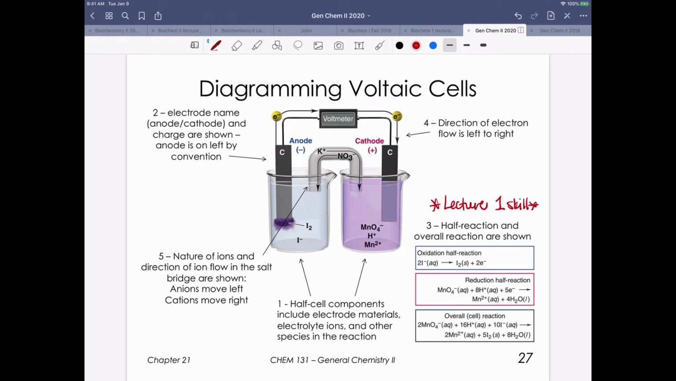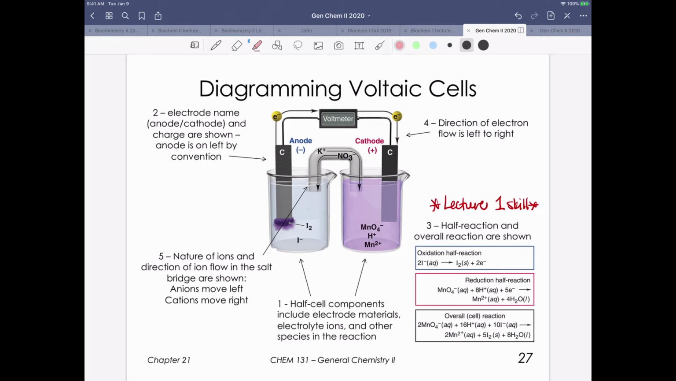You might need to know how to do that in order to move on with this diagramming. Again, some things are always the same here. We're always going to see that electrons flow from left to right. And again, for salt bridges, we're always going to see anions moving to the left, to the anode compartment, and cations moving to the right. So there are some things that are always going to be universal.